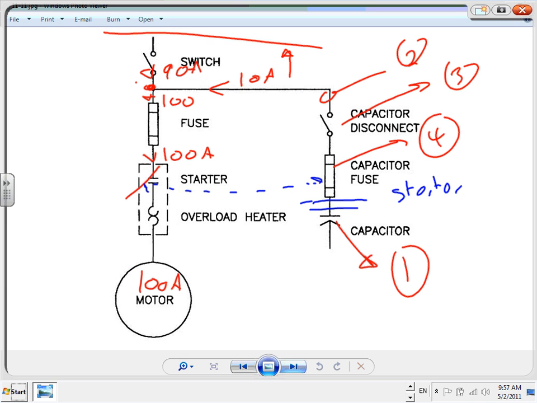So this is called local correction. Local correction, guys, you correct right at the load. Right at the load. That's local correction. Wherever the load is, you correct right at the load.